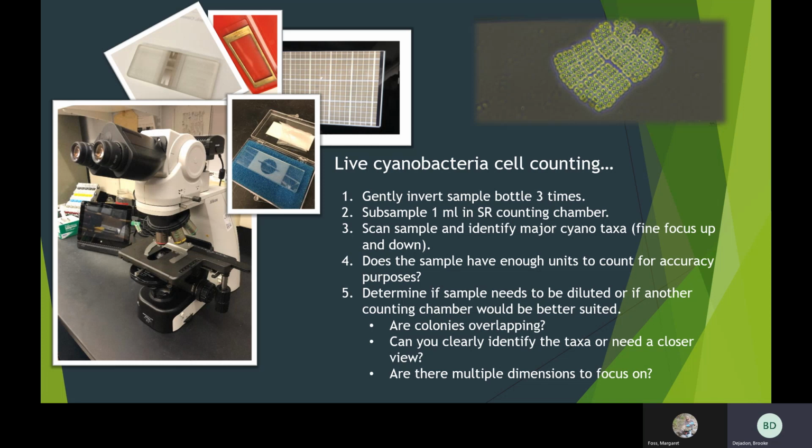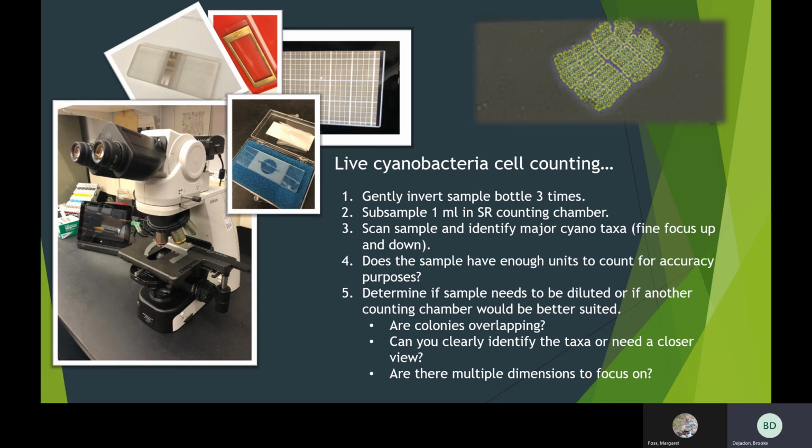I scan the sample first so I can see the diversity and see what I'm getting into, but I also have to fine focus up and down because the Sedgewick Rafter cell itself is pretty thick, and so you can miss a whole row of organisms that are floating above. Because they're not preserved, they're not all sunk down to the bottom. So they can be anywhere in this kind of deep chamber, basically.